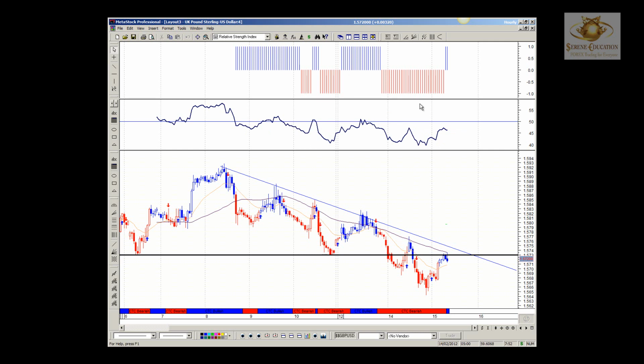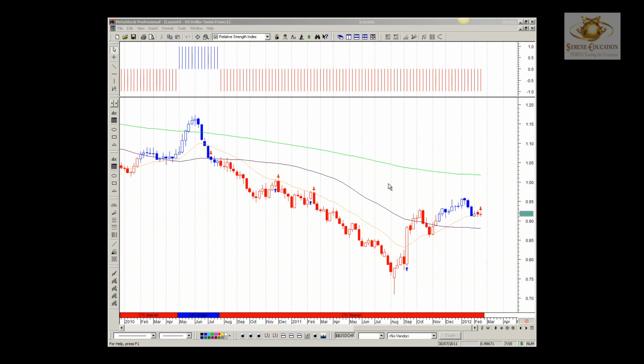A very mixed picture on the CTC. The CTC as we stand now is blue on all parts on the hourly. However, we haven't broken above the 1573 mark, and we're not trading higher than this trend line, so we will not be taking a trade until such time as it does that. Moving swiftly on to the US dollar Swiss franc.